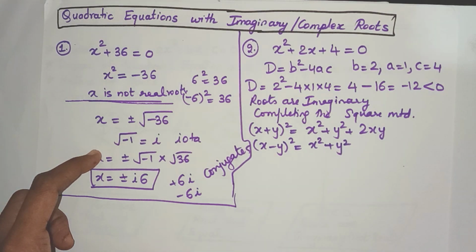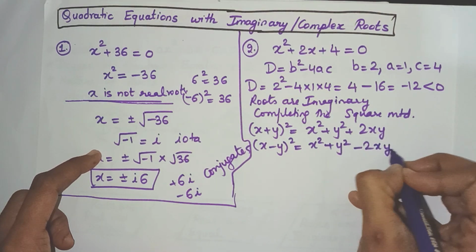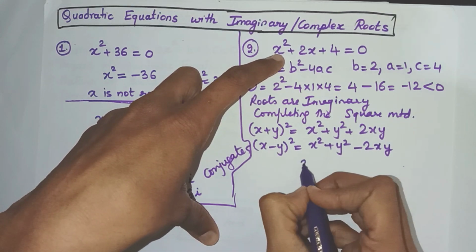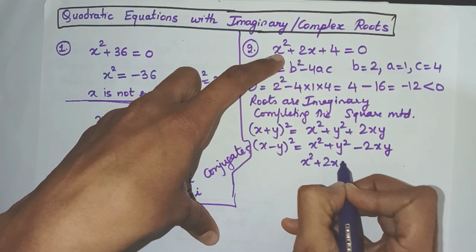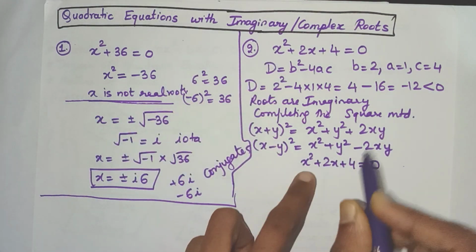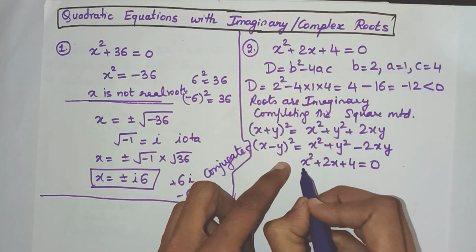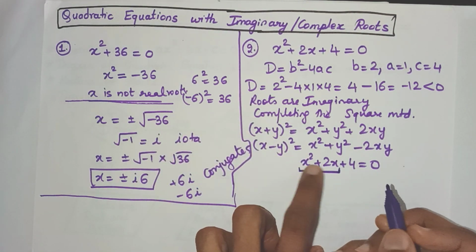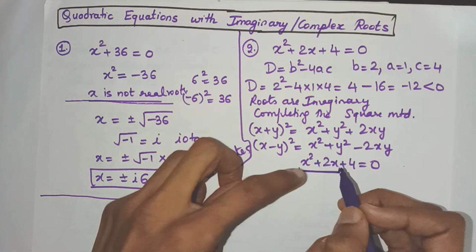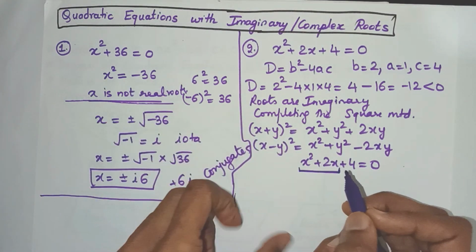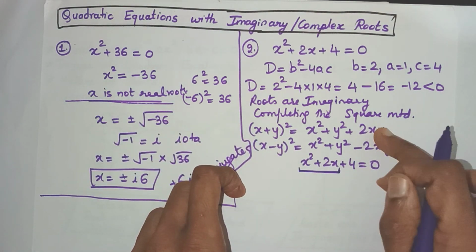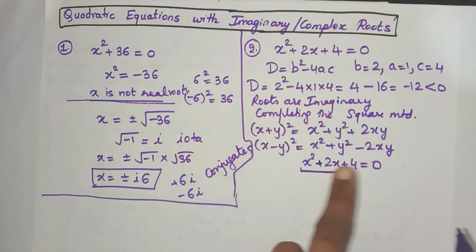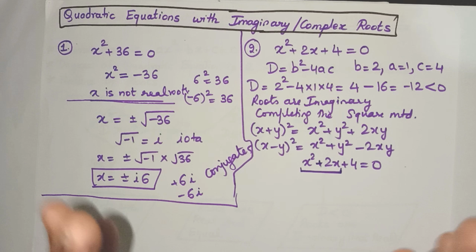This was plus 2xy. This is minus 2xy. Now, what are we going to do? Let's compare this equation. Okay, this is our quadratic equation. Now, which identity is similar to this part of the equation, x square plus 2x? Now, there is a x square in both the identities, but here you have plus 2xy, here you have minus 2xy, and here I have plus 2x. So, which identity is similar?